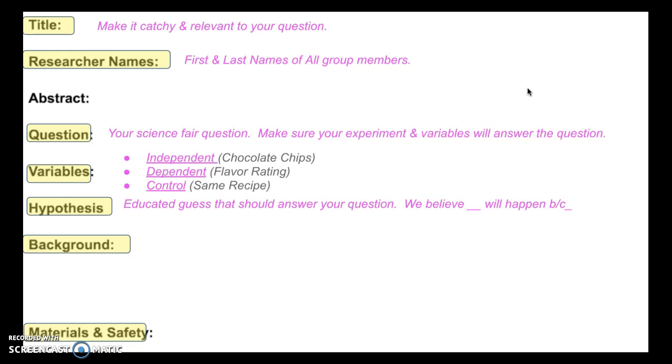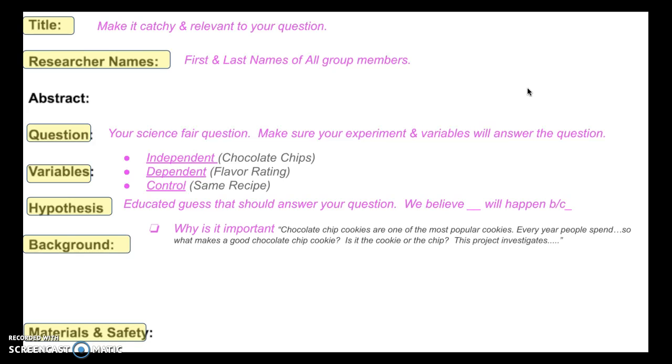Okay, now let's go into the background section. I want to show you how the background section will probably be structured. I'm not looking for a certain number of paragraphs. I'm just looking that you're hitting certain key things and that these ideas are well fleshed out. Most likely your very first paragraph in the background will discuss why it's important.